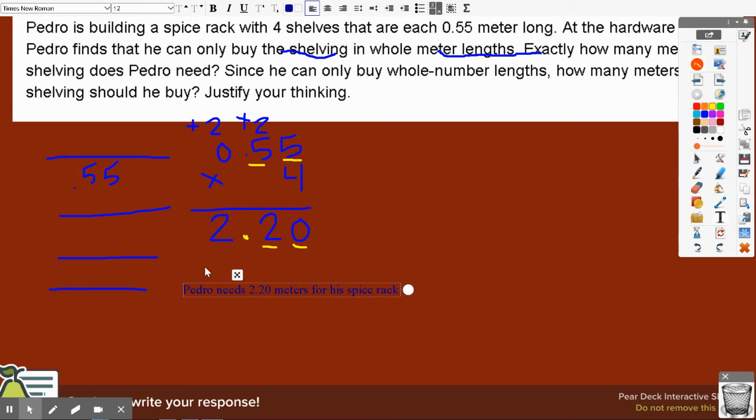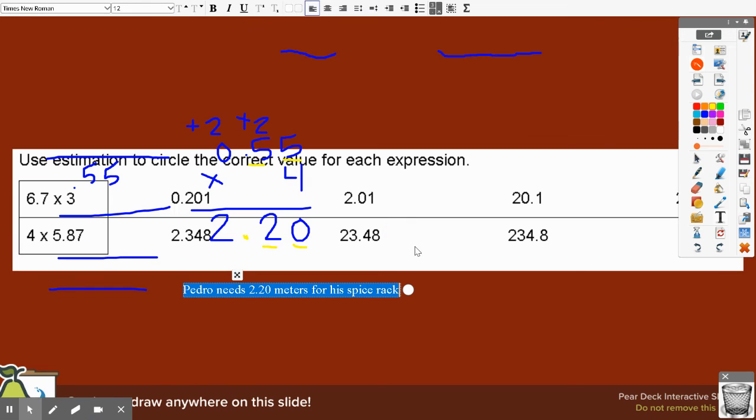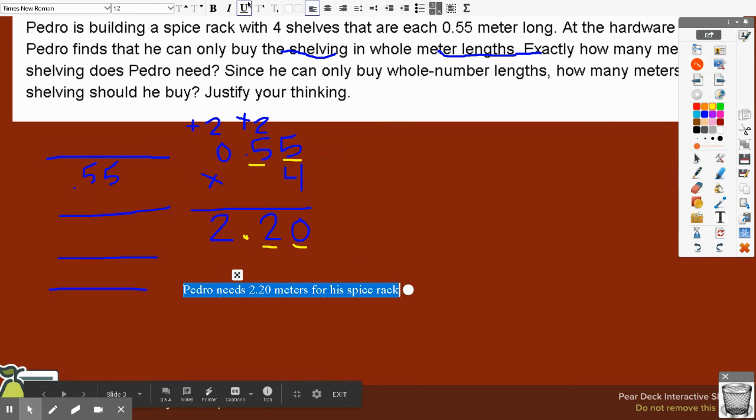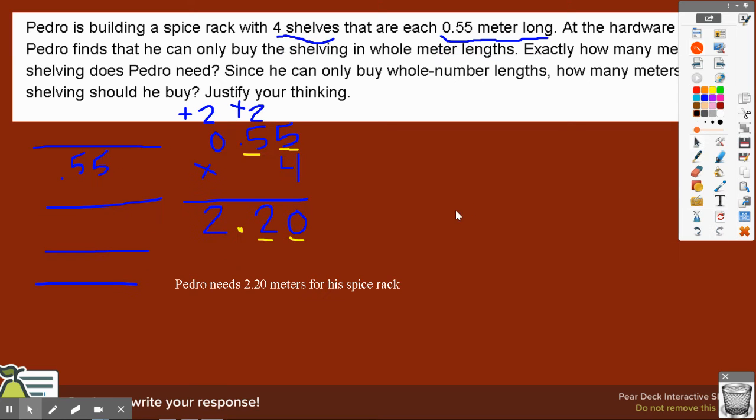So that's how much he needs for his spice rack. But he doesn't actually need all of that, does he? Oops. There we go. Sorry about that. So, he does need all of that, but the thing is that he has to buy it in whole meters.